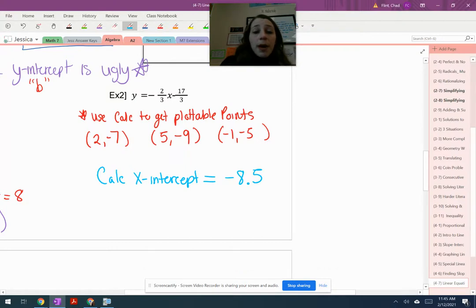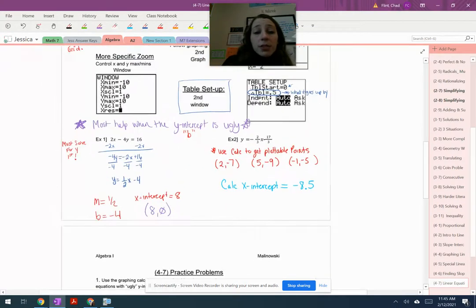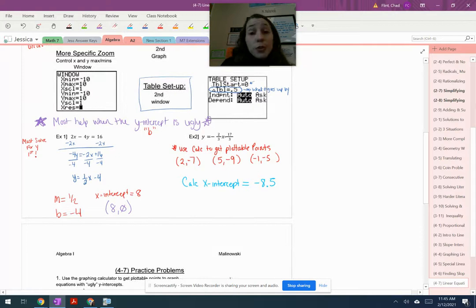So there we go. We got plottable points. We calculated that intercept. That calculator is going to be super helpful for you when you're looking at this unit.